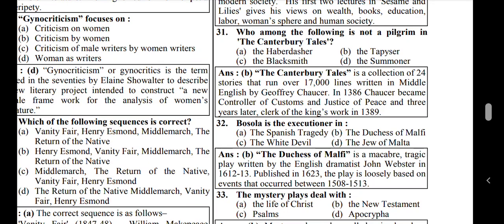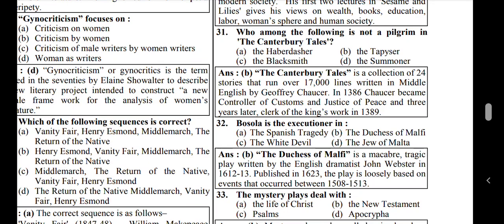So, Canterbury Tales has 24 stories, have it in your mind, and it has 17,000 lines, and it is in Middle English. And then, in 1386, he became the Controller of Customs and Justice of Peace, and after 3 years means 87, 88, 89.